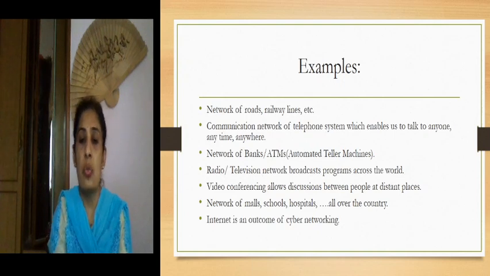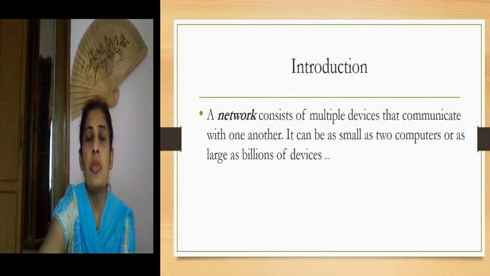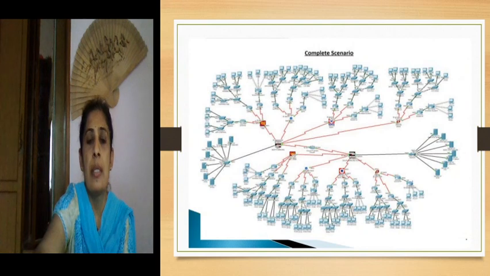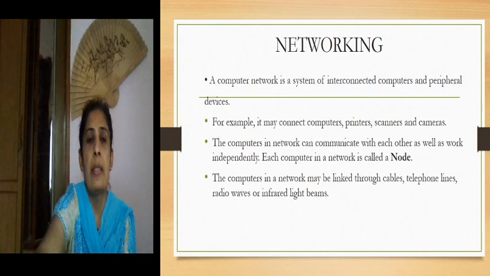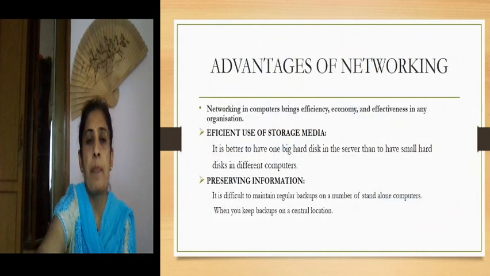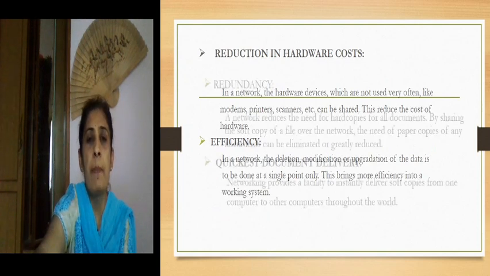Okay, fine. So now I will give you a quick recap: an example of a networking concept, then the introduction, then I showed you the railway network map of Gujarat state. Then I gave one more example, a banking networking system. Then the networking diagram and the advantages of networking. I already explained that in detail, so now I am showing you the recap only.